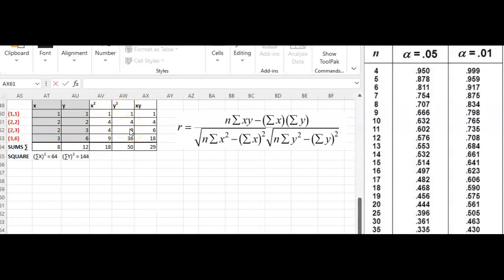Y squared is just taking our y value and multiplying it by itself. So 1 times 1 is 1. 2 times 2 is 4. 3 times 3 is 9. 6 times 6 is 36.